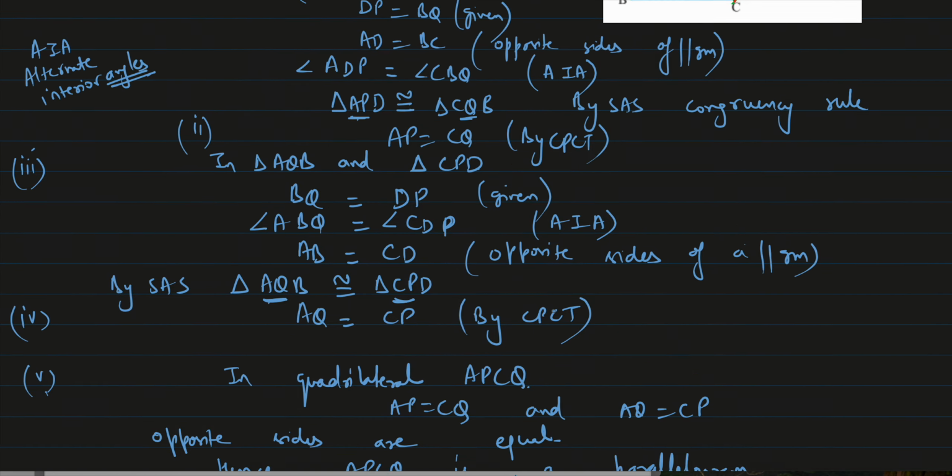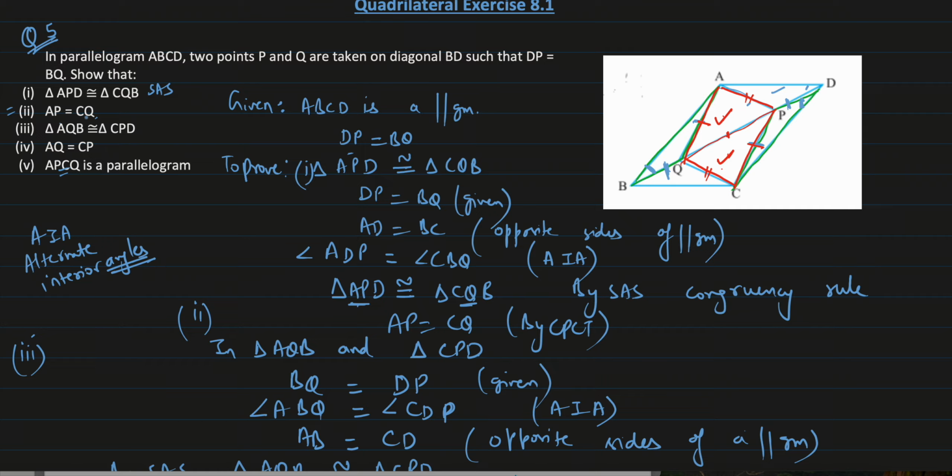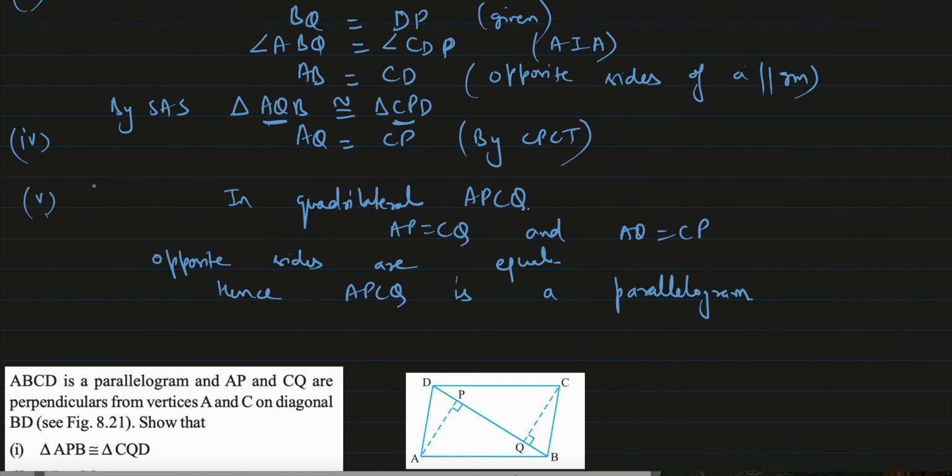Fine. So what we did is we proved the first part using the SAS congruency rule, the second part by CPCT, the third part also by the SAS congruency rule, then the fourth part again by CPCT. And for APCQ, opposite sides of the quadrilateral are equal, hence it's a parallelogram. Now let's move to the next question.